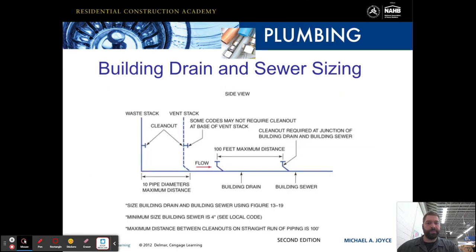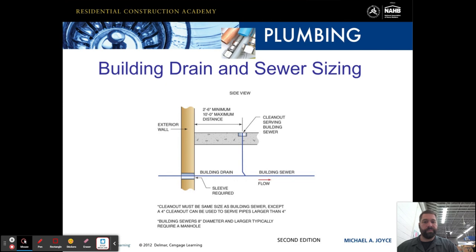Here's a side view. So here we have our waste stack, we have a clean out, here's a vent stack, the flow is coming out here, here's a clean out, here's a clean out, 100 feet maximum distance between the two of them. Some codes may not require a clean out at the base of a vent stack. A clean out is required at the junction of building drain and building sewer, which is right here, and we talked about that previously.